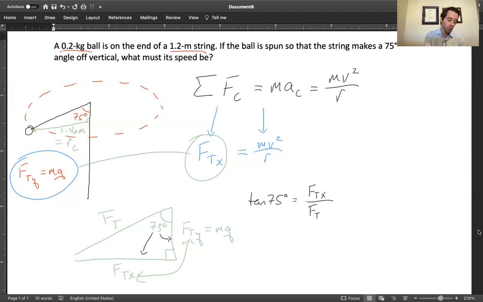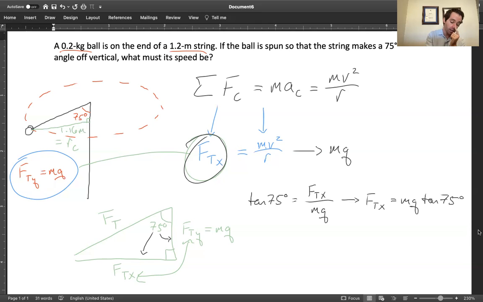So the equation I'm looking for here is tan 75 equals F_Tx over F_Ty. But I don't need to write F_Ty. I know that that's equal to mg. So in fact, I'm just going to scrap that. And I'll write F_Tx over mg from the start. And then F_Tx equals mg times tan 75. OMG, right? Because now we have something to swap in for this. So I'm going to go ahead and do that. I'll say now mg tan 75 equals mv squared over r.